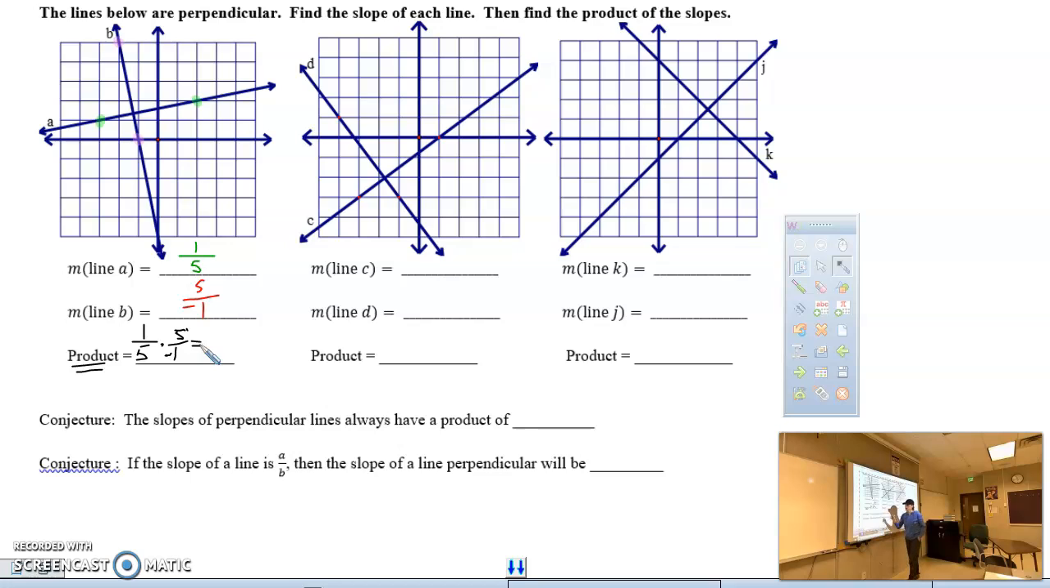So when you multiply fractions, you multiply the numerators together, and that's just going to be 5. And then you multiply the denominators together. That's going to be -5. Okay, so I get 5 over -5. Now you can reduce that fraction. 5 over 5 is just 1. And then with the negative there, your final simplified answer is just -1. Okay, now for line C and D, I want you to pause and do line C and D.